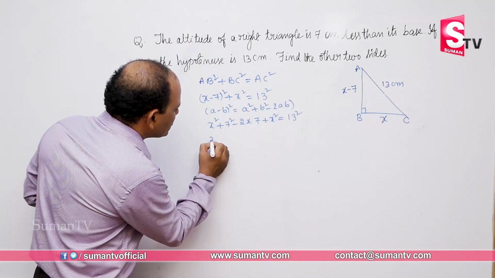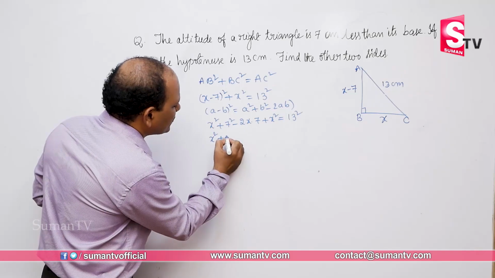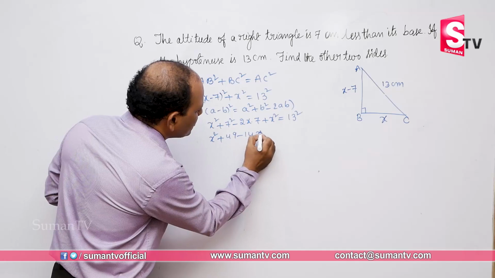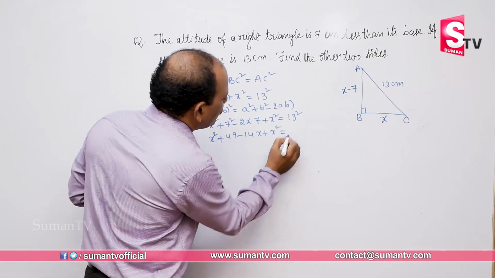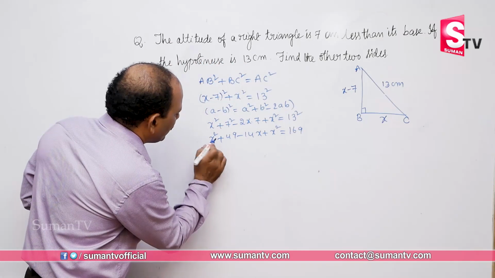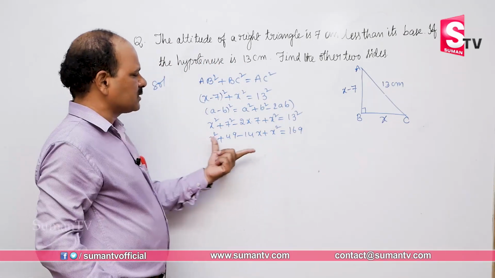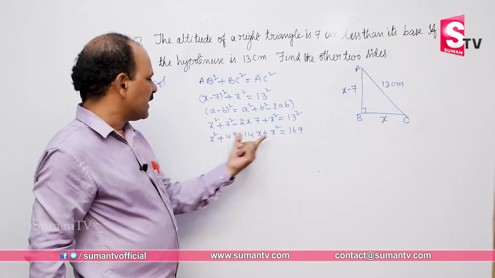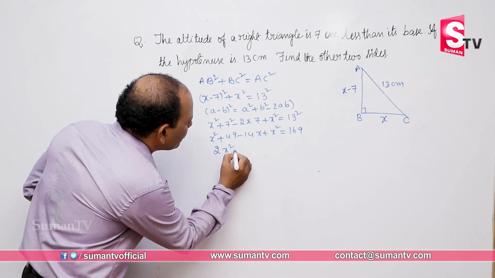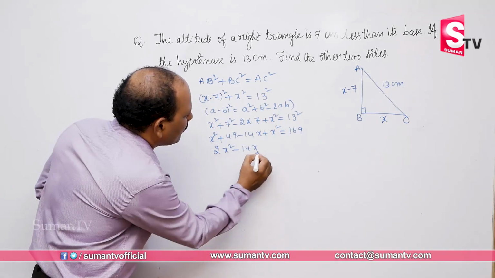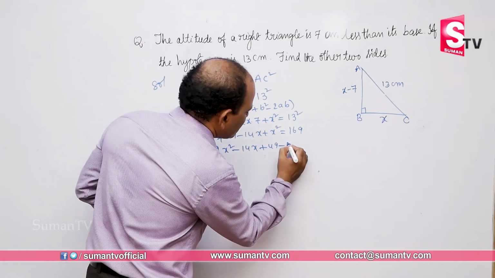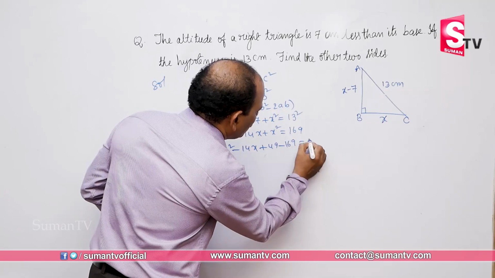Now x square, 7 square, 7 into 7, that is 49. 2 into 7 is 14, minus 14x, plus x square is equal to 13 square, that is 169. Now x square plus x square, these two are like terms, so I can add these two. x square plus x square is 2x square minus 14x plus 49. Bring that 169 to the left side, is equal to 0.